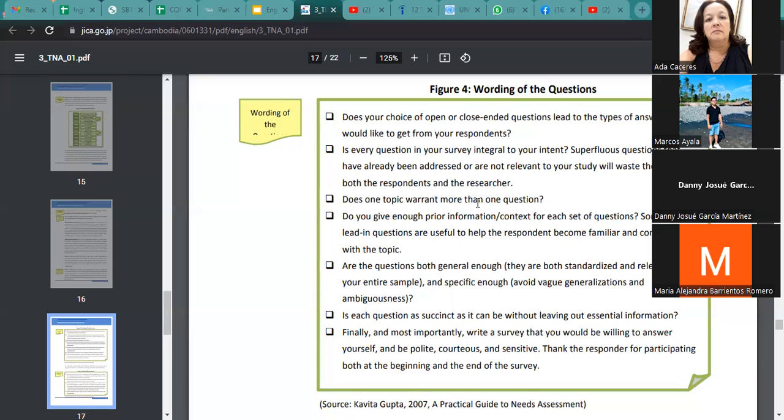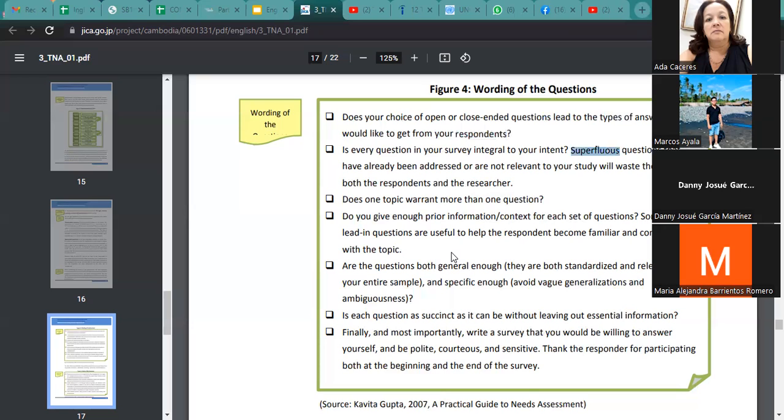Okay, let's check some words. Respondents, what is that? The ones who are fulfilling the survey. Of course. Are you providing answers? What is superfluous? Superficial. Very good. Superficial. Not relevant, right?